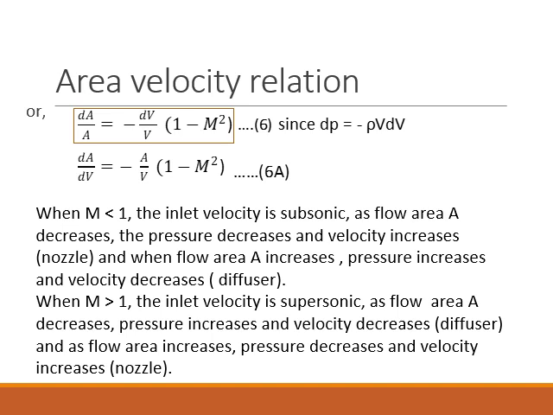When Mach number is greater than 1, that is, the inlet velocity is supersonic, as flow area A decreases, pressure increases and velocity decreases. It works as a diffuser. And as flow area increases, pressure decreases and velocity increases. It works as a nozzle.